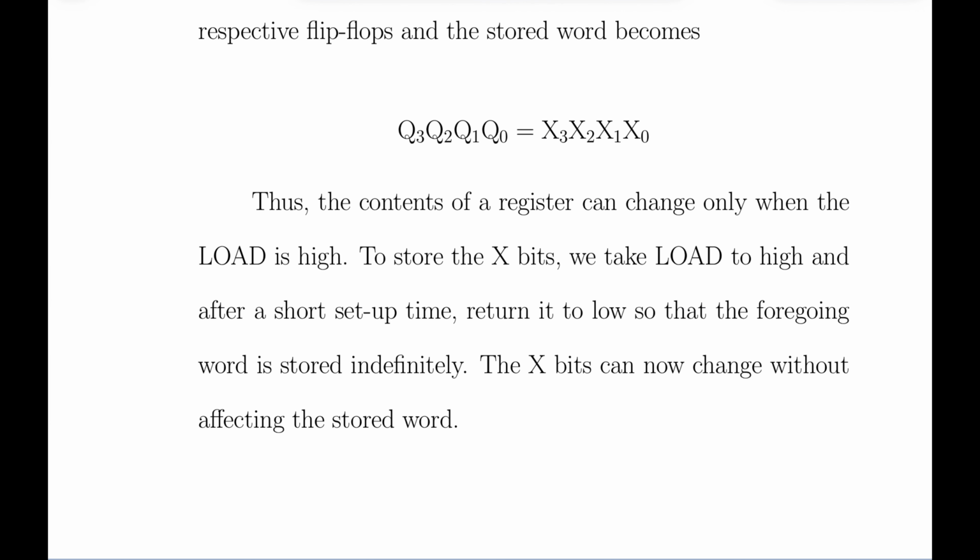Thus, the content of a register can change only when the load is high. To store the X bits, we take load to high, and after a short setup time, return it to low so that the foregoing word is stored indefinitely. So when this word is stored, we again make load low so that the AND gates to which the inputs are applied become inactive, and the foregoing word is stored indefinitely. The X bits can now change without affecting the stored word. We can now change the input X bits without changing the stored word.